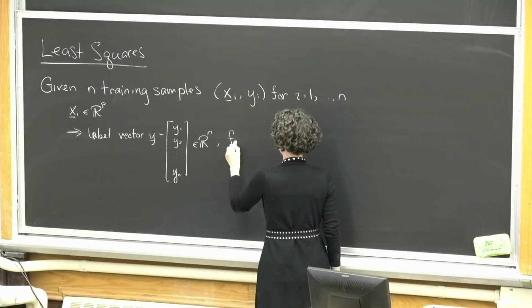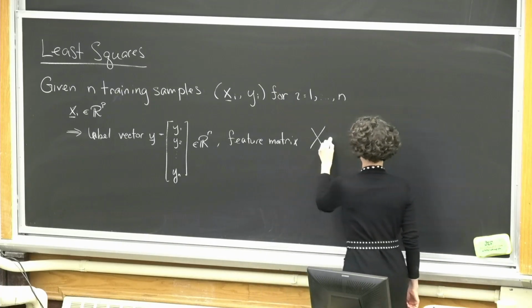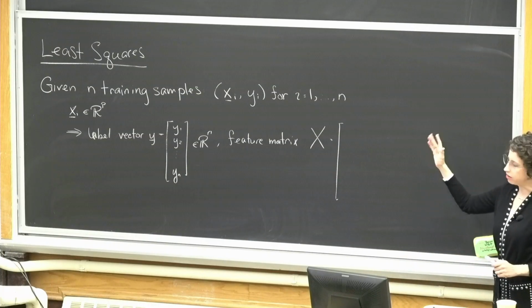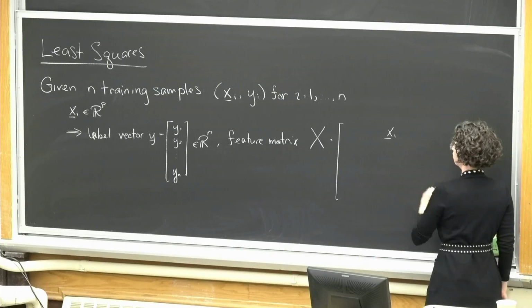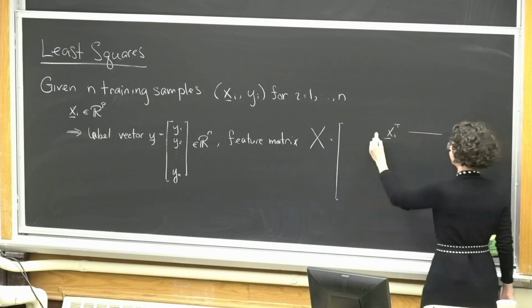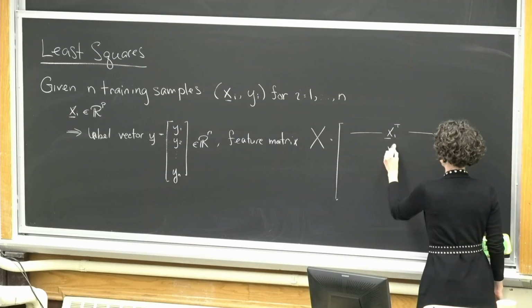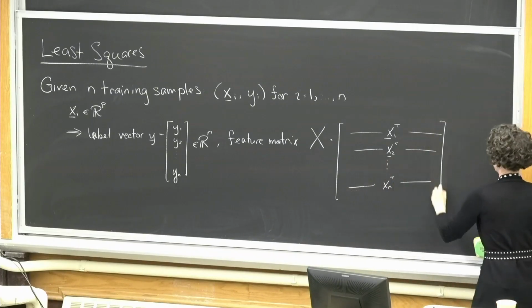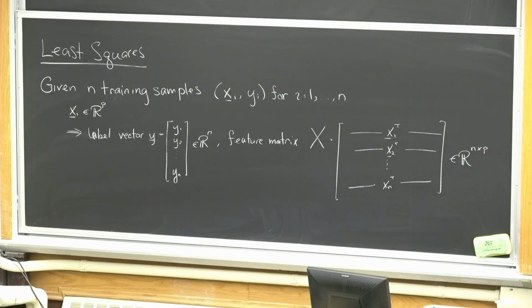And we are going to have our feature matrix, capital X, which is going to have all of the features associated with all of our training samples. So we would have the first training vector x1, we transpose it, so now it's a row instead of a column, and that becomes the first row of this matrix X. And then we have x2 transpose all the way down to xn transpose. And this matrix of features is going to be real numbers. We're going to have n rows and p columns for the p different features.